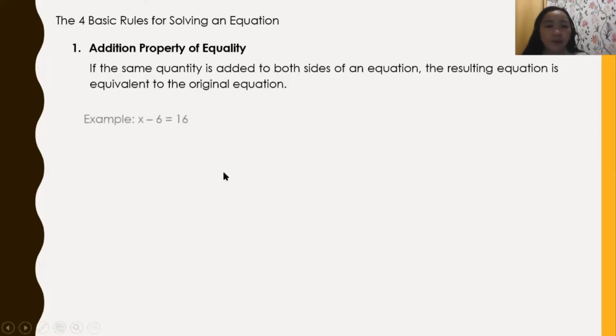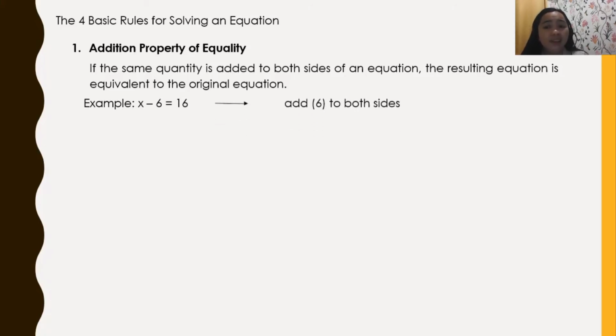Now, let's have an example. We have x minus 6 equals 16. Paano natin makukuha yung value ng x dito? Sabi, add 6 to both sides. Kapag nag-add ka ng 6 sa bawat side dito, hindi mababago ang original equation. Pero masisimplify natin. Ayan. We have x minus 6 plus 6 equals 16 plus 6. Kung mapapansin nyo, naka-highlight yung dalawang 6, yun yung idinagdag natin. Hindi pwede magdagdag ka ng 6 sa kabila at 3 sa kabila. Hindi pwede. Equation, kung ano yung ginawa mo sa left, yun ang gagawin mo sa right.